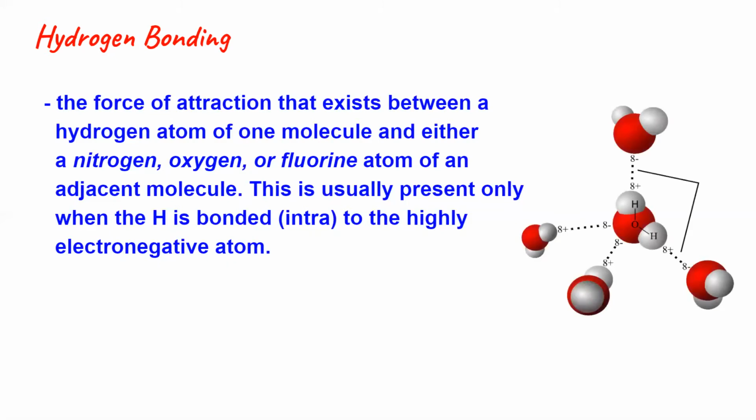Here we have water. You'll notice that the hydrogen atom of one water molecule is attracted through this hydrogen bonding to the oxygen of an adjacent water molecule. This partial negative on the oxygen is caused by a sharp difference in electronegativity between hydrogen and oxygen. Oxygen, if you remember, has an electronegativity value of 3.5, and hydrogen is just 2.1.